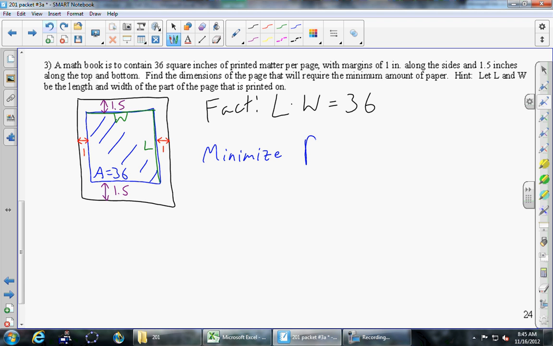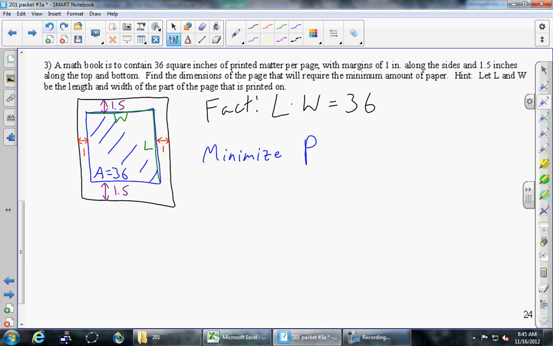So I'm going to call it P for paper. But what kind of a formula should I be looking for here if I want to minimize the actual amount of paper that I use? Is it a perimeter calculation? It's another area, isn't it? I've just got a bigger area because I have to include my margins.